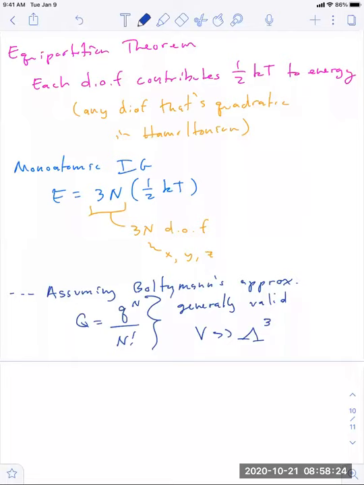All right, so this is the end of monoatomic ideal gases. I'll pause for a second before we move to diatomic gases to see if anybody has any questions.